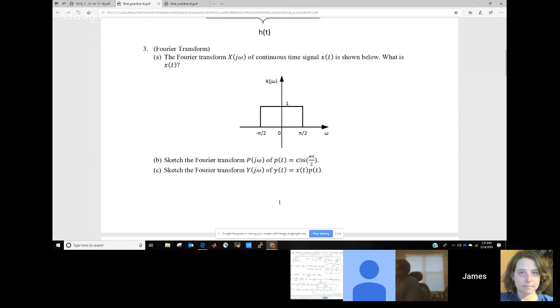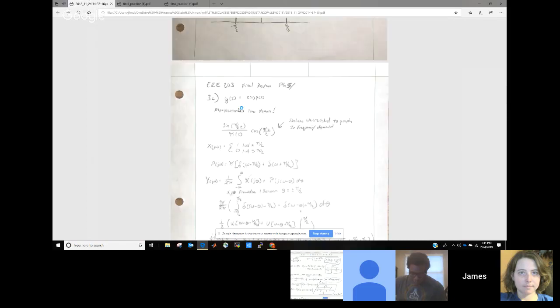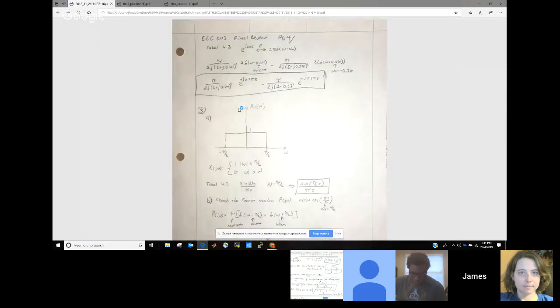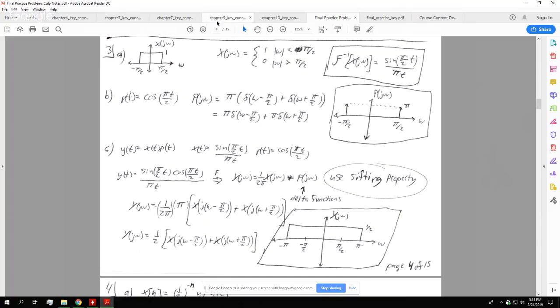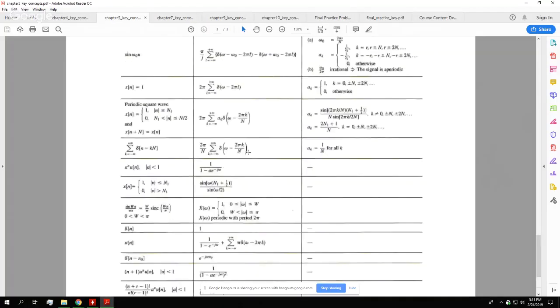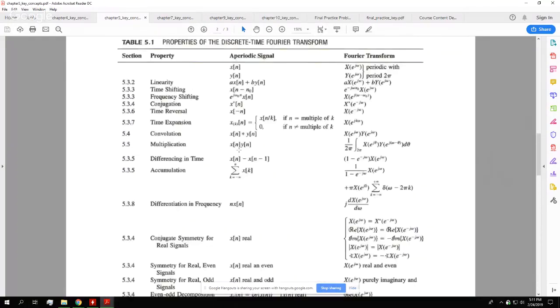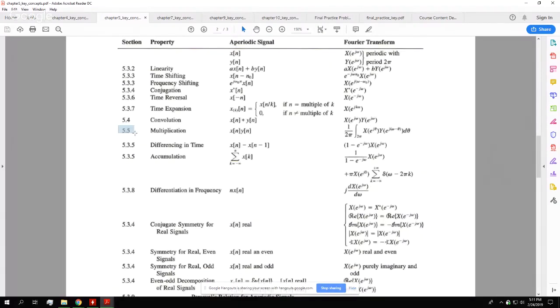And then when we do the multiplication property within part C, why did we adopt the magnitude of 1/2? I guess I'm just not completely following that. So the 1/2 comes from your transform property. Let me pop over to that real quick. Okay. Convolution, right? Yeah. So this right here, 5.5.